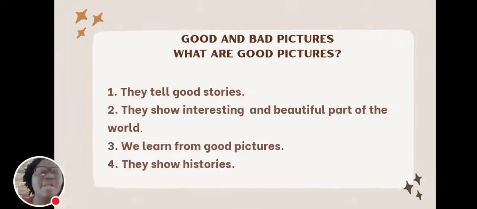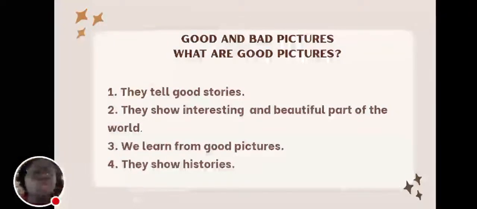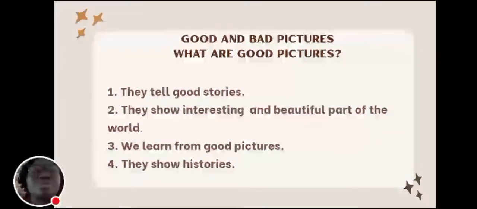Number three, we learn from good pictures. Oh yes, we learn from good pictures. You see those instructional materials that your teachers bring to the class, that chart that your teacher is holding to teach you, that's called instructional material. They are good pictures. We learn from it.